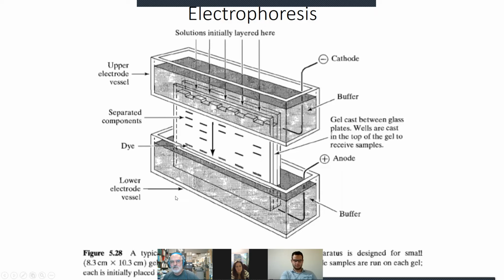There's an upper and then there's a lower gel. These buffers are generally the same, not always. In some gel systems, you actually recirculate stuff because it becomes depleted. Generally speaking, in the polyacrylamide gels that we would typically run today, you don't have to do something like that.